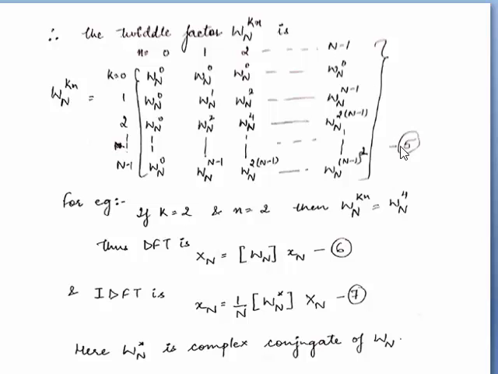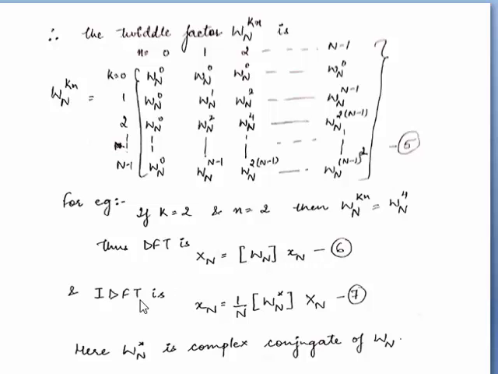For example, if k is 2 and n is also 2, then the twiddle factor raised to power kn is 2 into 2, which is 4. Then it becomes the twiddle factor W_N raised to power 4. So according to DFT in matrix form, X of k is represented by capital X base N, x of n is represented by small x base N, and this is the twiddle factor in matrix form. So the formula of the discrete Fourier transform in matrix form is X base N is equal to the twiddle factor matrix into small x base N. That is equation number 6.